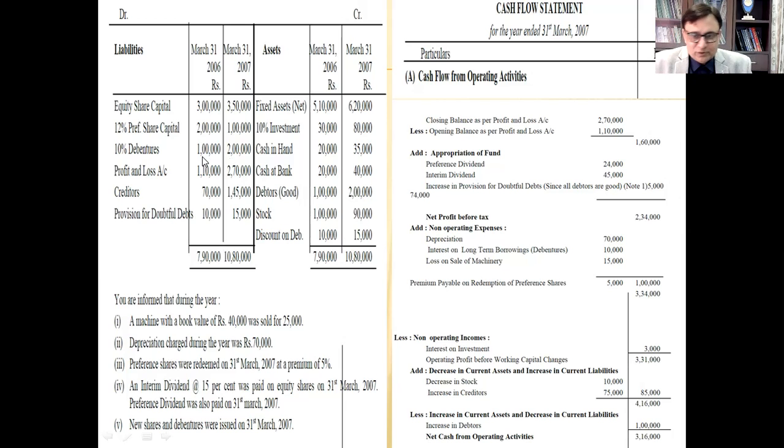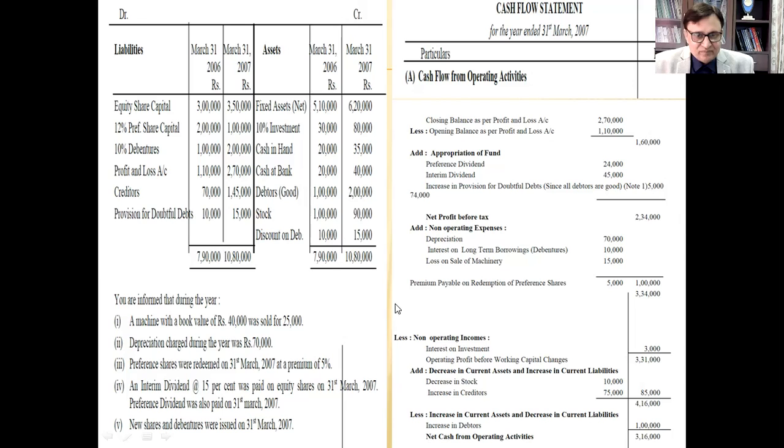So that comes out to be 1 lakh. So interest on long-term borrowing, that is the debenture, 10,000 will be added back here. Similarly, a note is given that a machinery with a book value of 40,000 was sold for 25,000. So 15,000 loss on sale of machinery is there. That is also added back here.